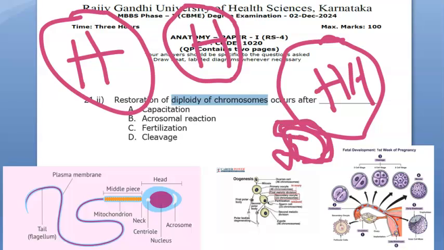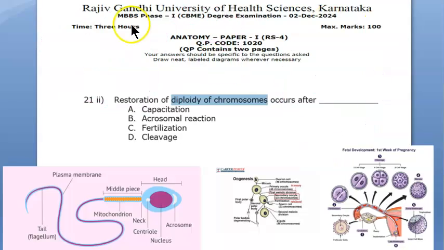This is nothing but zygote. So when does this happen? After what will this happen? They're asking: the restoration of diploidy of chromosomes occurs after. So the answer is actually fertilization. After fertilization only can you have the diploidy of chromosomes being restored.